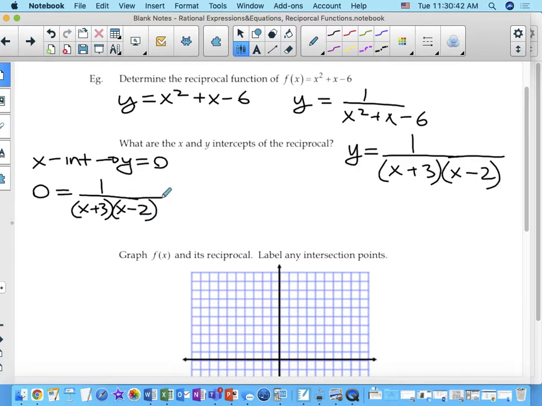Okay, now think about this. If you were solving a rational equation here, you would multiply by the LCD, which is x plus 3 times x minus 2. If you multiplied both sides by x plus 3 times x minus 2, you'd get 1 on this side and 0 on this side, because 0 times this denominator is still 0. You get 0 equals 1. Is that possible? No. This is never true.